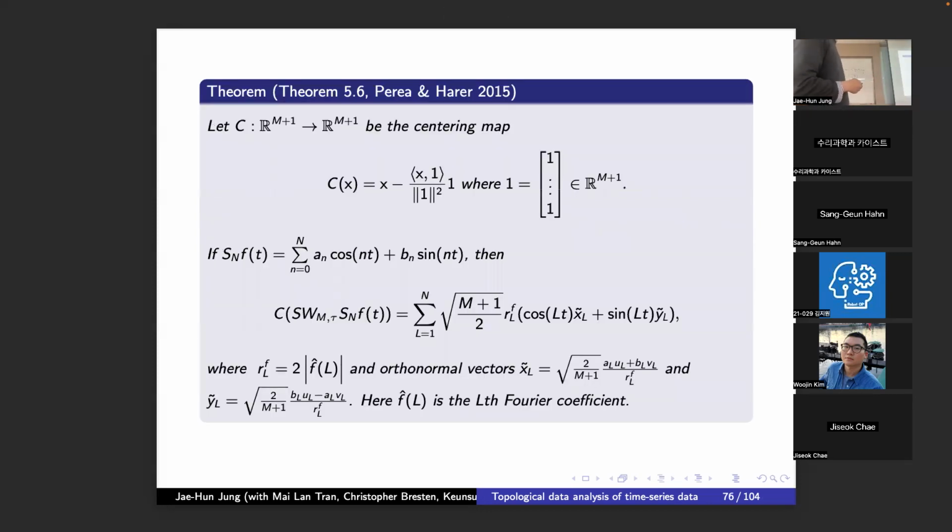One more thing. Once you have this point cloud in the embedding space, we use the centering map, so everything is aligned to the center. After the sliding window embedding and the centering map, you end up with this one. And then XL, YL are orthonormal. So this is very good. And then this R is basically the Fourier coefficient.